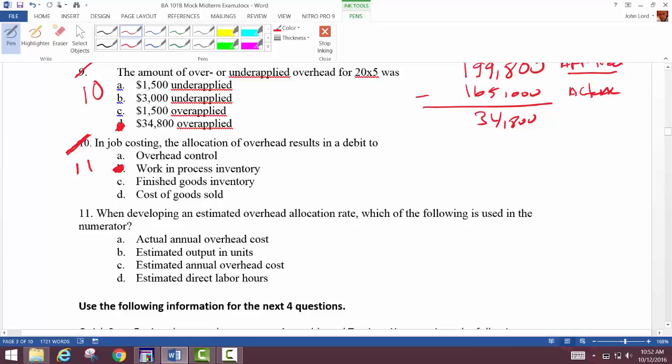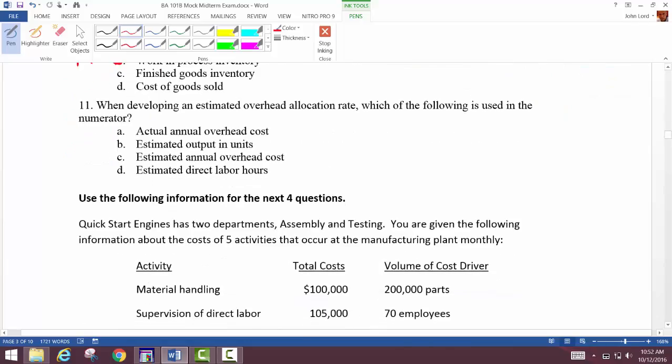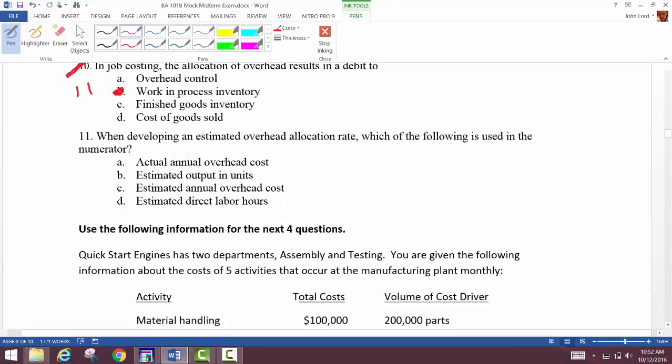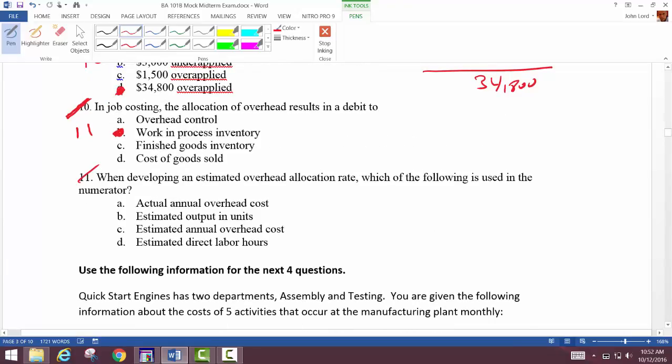Okay? Okay. Number 11... I mean, not 11. What are we on now? 12. Number 12, when developing an estimated overhead allocation rate, which is the numerator, and it is always what? The estimated cost, right? The estimated cost goes in the numerator. Denominator is always the driver, and it could be a dollar amount, it could be a physical amount like labor hours or something like that, right?